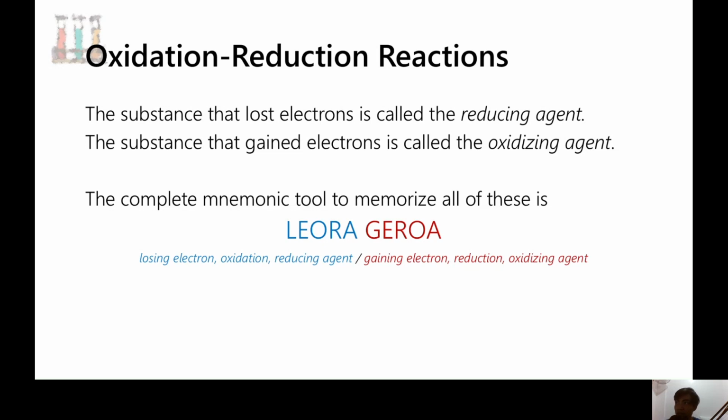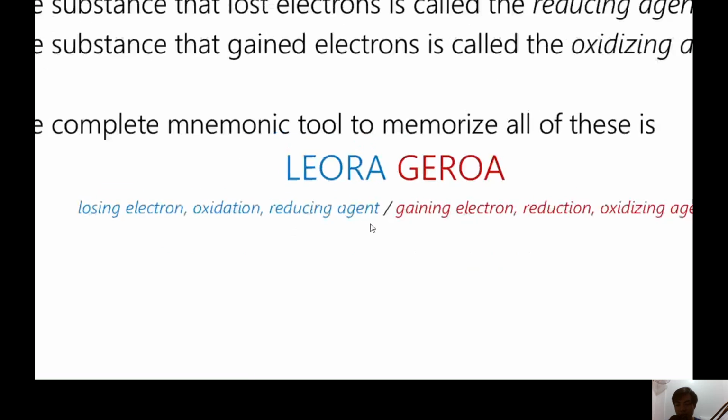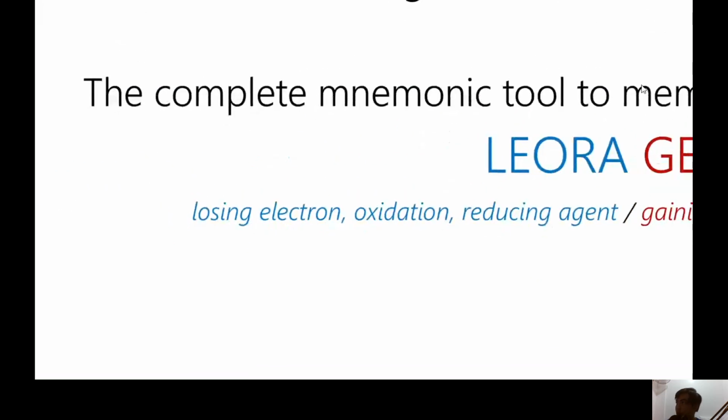Okay, so kunwari naman, we have the reduction reaction. The substance that undergoes reduction, that is called the oxidizing agent. Siya naman yung agent that helps the oxidation process na. So siya yung tumatanggap ng binibigay ng oxidation. Okay, so kumbaga mapapansin nyo, yung confusing, no? So para hindi confusing, we have this mnemonic, Leora-Geroa. Zoom in tayo. So, Leora. When you say Leora, Le, losing electron, O, that is oxidation. Para siyang oil rig, no? However, dinagdag natin dito yung idea ng reducing agent.